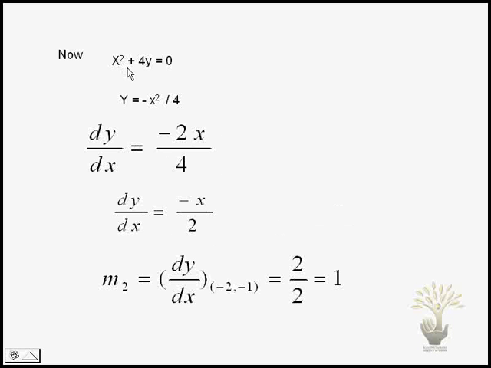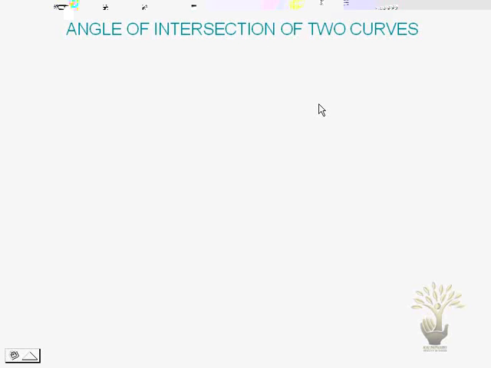Now the second curve, x squared plus 4y is equal to 0. From this, y is equal to minus x squared by 4. Again differentiating this curve, 4 is constant, 1 by 4 outside. Differentiation of minus x squared is minus 2x. So dy by dx is nothing but minus 2x by 4. Cancelling, we get minus x by 2. And m2 is the slope of the tangent at that point of contact. The point of contact is minus 2 comma minus 1. Substituting minus 2 in the x place, we get minus of minus 2 by 2, which is 1. So our m2 value is 1.